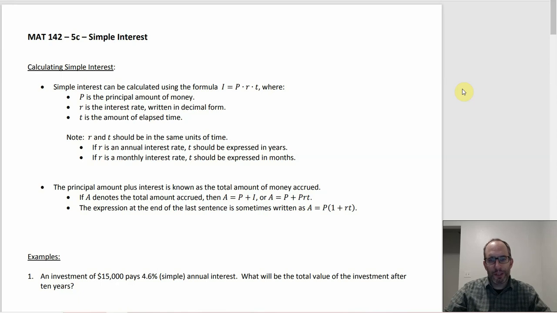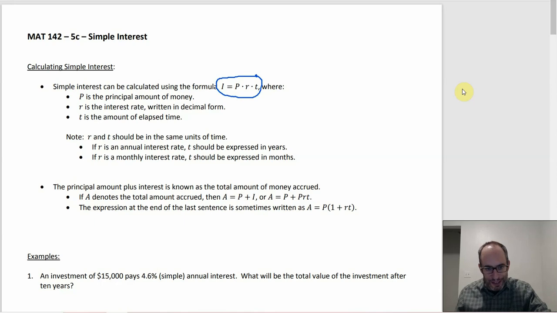5C is about simple interest, both in the idea of the interest that would accumulate in a bank account, but also the interest that would accumulate on a loan that would have to get paid back. So this formula right here, there's going to be a lot of this in this section.